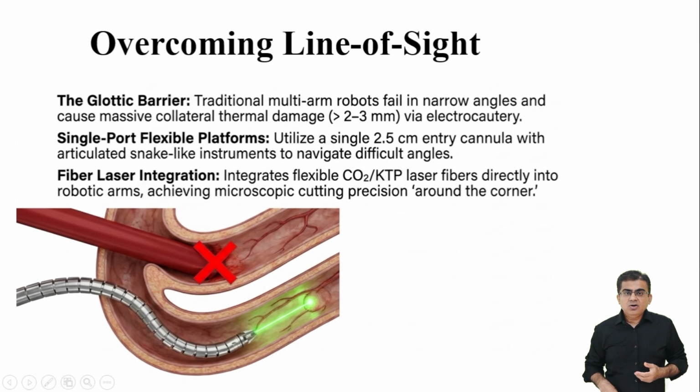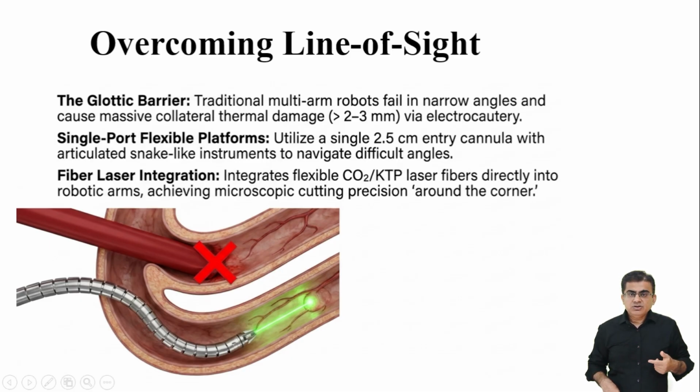Let us now discuss how we finally solve our biggest physical problem in the operating room. For many years, we eagerly tried to use traditional multi-arm robots for early glottic cancer. Those older robotic systems completely failed in the narrow, tight angles of the glottis. Their rigid arms were simply too big and bulky to fit properly. Worse, they relied on standard electrocautery, which causes massive, unacceptable thermal damage to the delicate vocal cord.